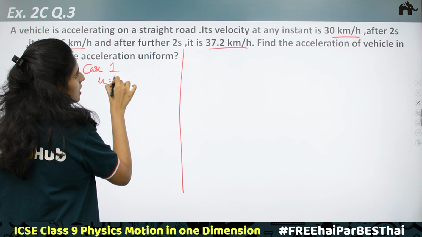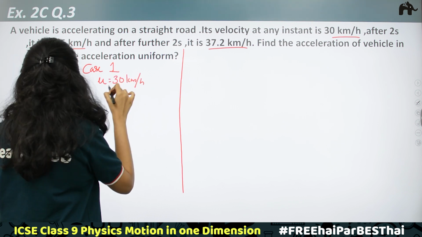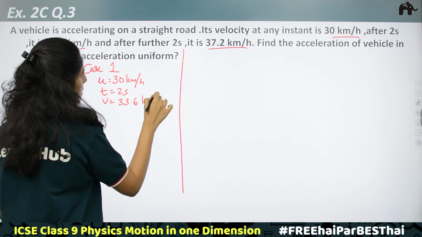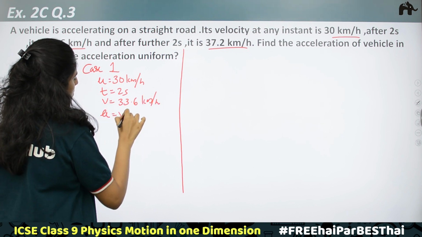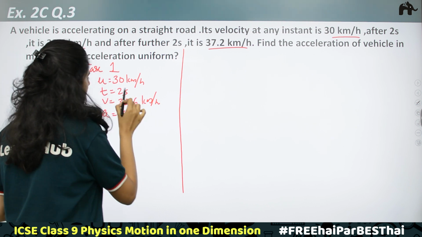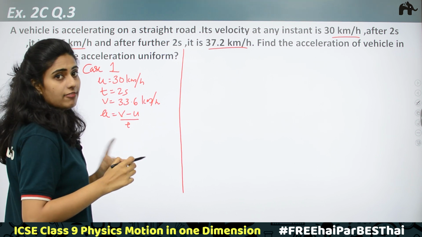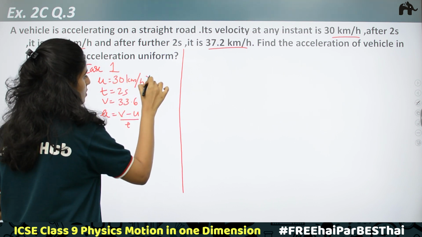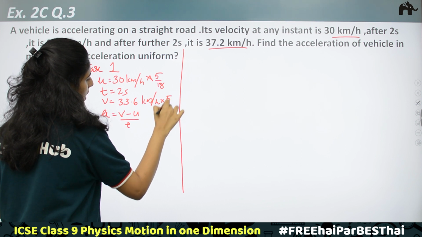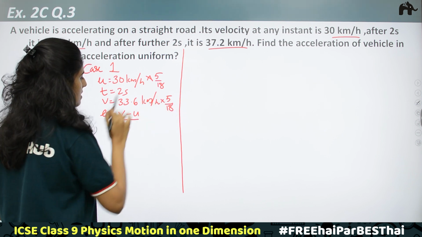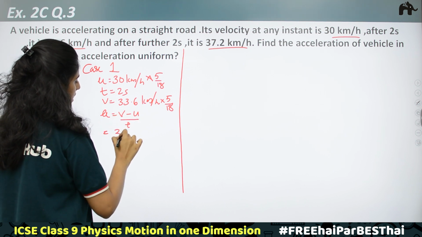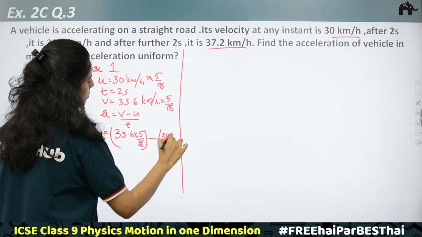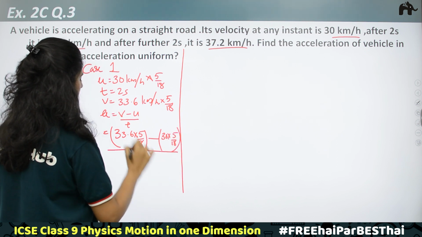when the initial velocity u is equal to 30 km per hour, time is 2 seconds and the final velocity is 33.6 km per hour. How to find acceleration? Acceleration will be v minus u divided by t. So, here you can see time is in seconds and the initial and final velocities are given in kilometer per hour. So, first we need to convert it into meter per second, kilometer per hour to meter per second, into 5 by 18. So, here again into 5 by 18. Okay. When you do, you will be getting this in meter per second. So, this is 33.6 into 5 by 18 minus 30 into 5 by 18 divided by time, that is 2 seconds.